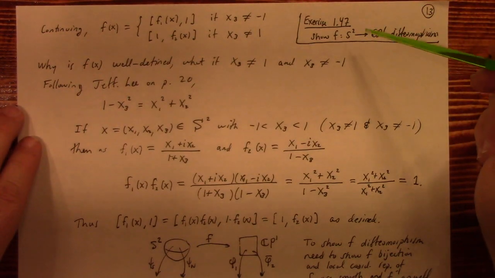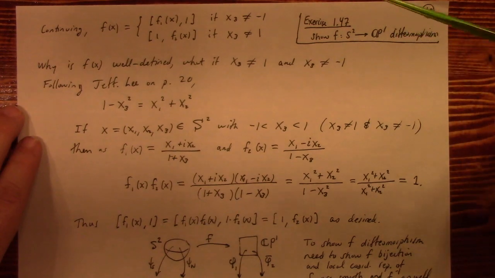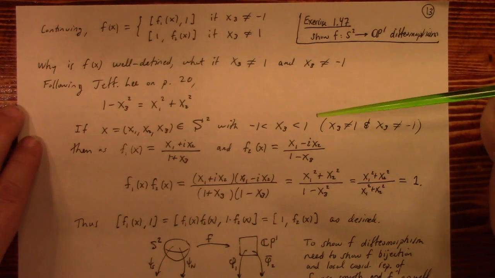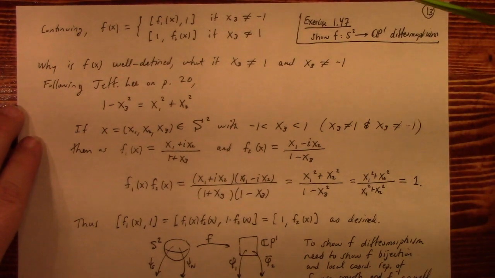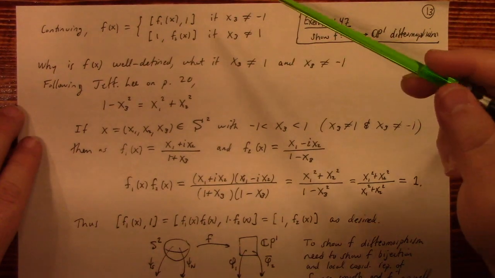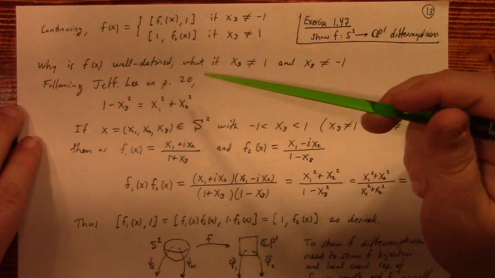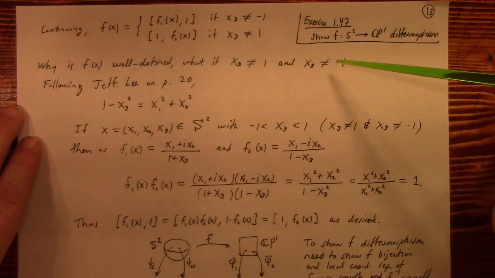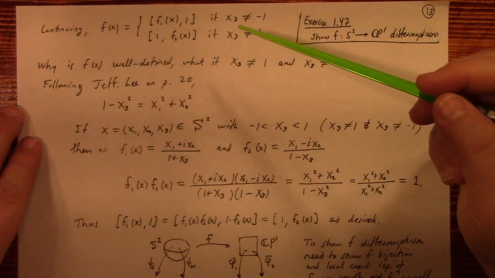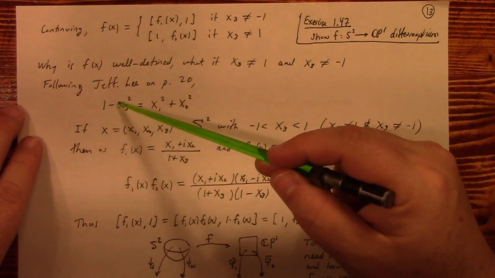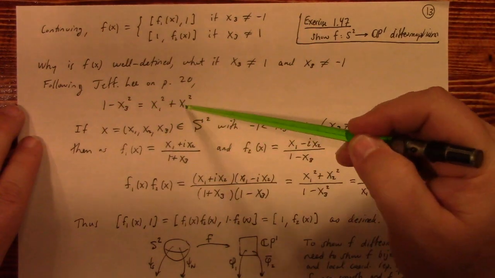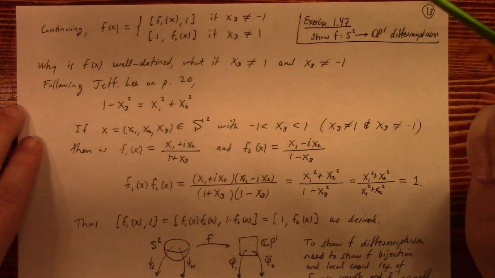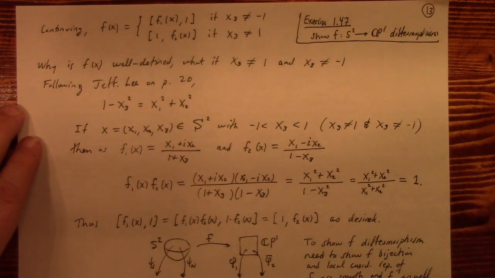I haven't done all of exercise 1.47 here. I've just done some of the legwork for it, which is also in Lee. So why is f of x well defined? We could have x3 not equal to 1 and x3 not equal to minus 1, right? Now notice that 1 minus x3 squared is equal to x1 squared plus x2 squared, because of course the sum of the squares has to be 1 since x is a point in the 2-sphere.